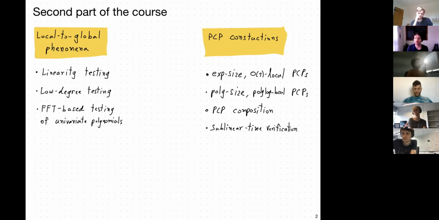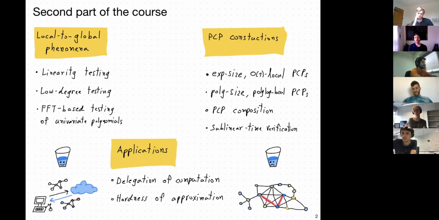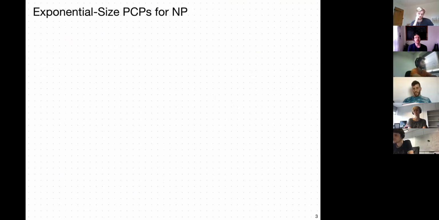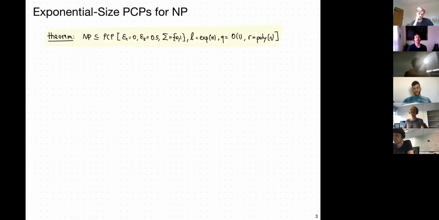So we'll gradually get better and better PCPs, and then we'll see how to get some really nice applications of that, both to complexity theory and also some practically relevant probabilistic and cryptographic proofs. So today we'll start by showing this exponential size PCP for NP, the Hadamard PCP. And essentially, this is the theorem that we're going to prove.